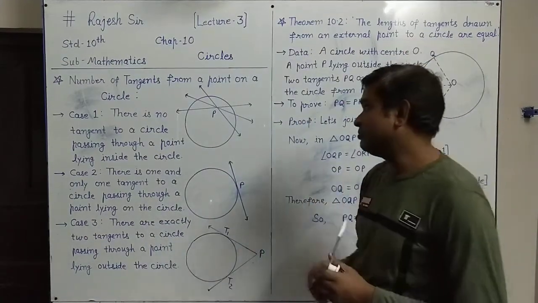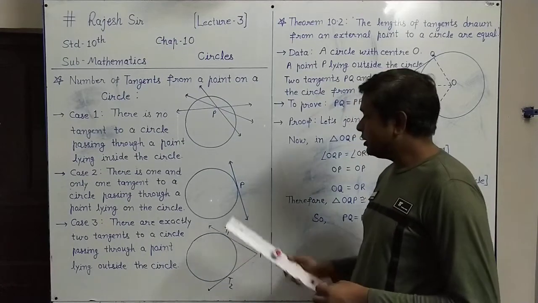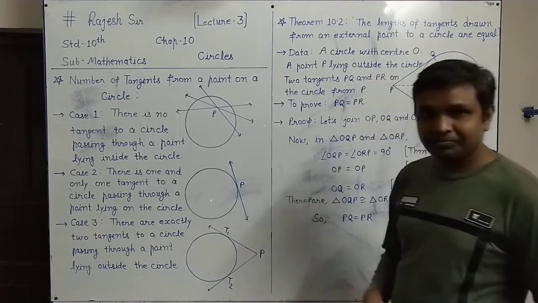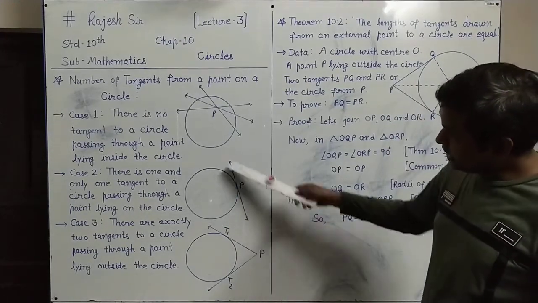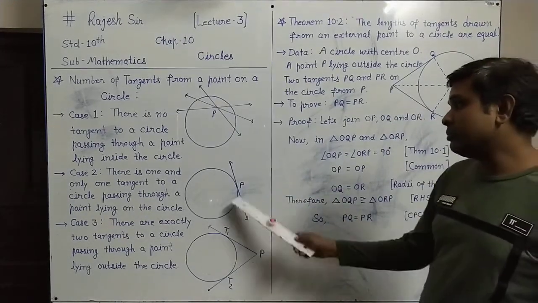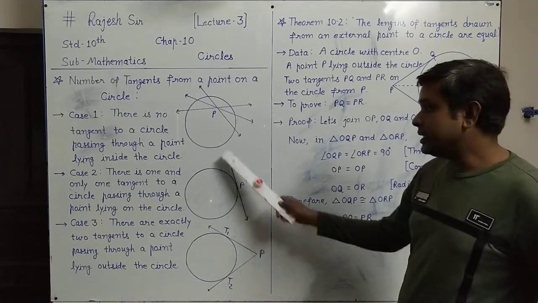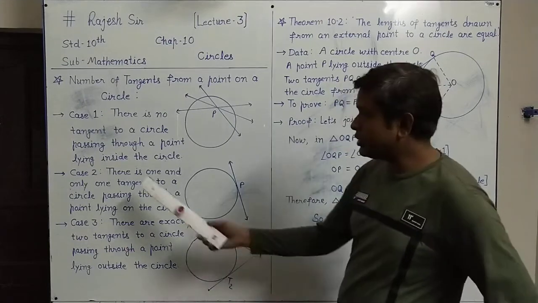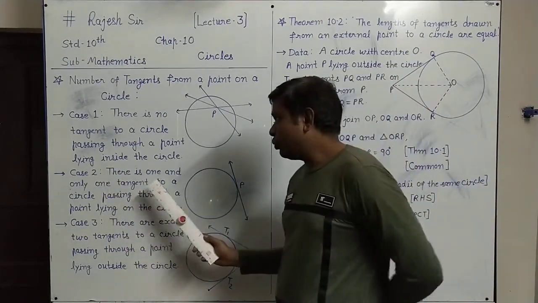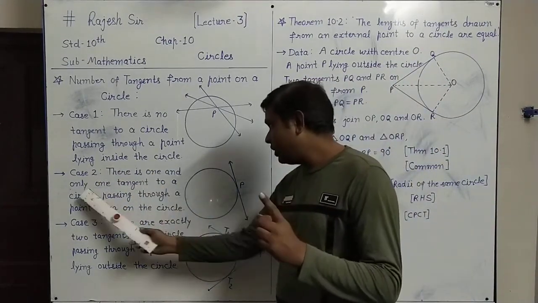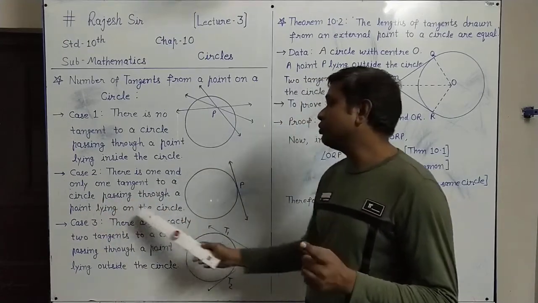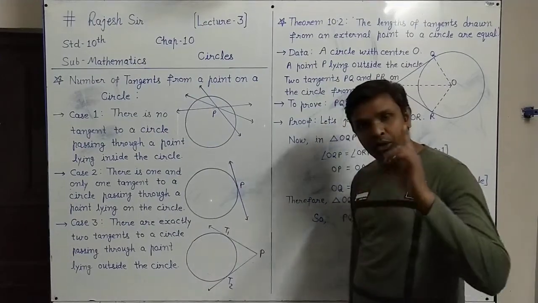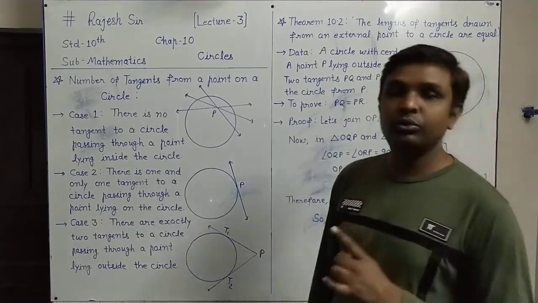Now case 2 is if the point is on the circle. Here the point P is on the circle. So you can see a line we can draw which is passing through this point, and it is tangent to the circle. So the case 2 conclusion is there is one and only one tangent to a circle passing through a point lying on the circle. If a point is lying on the circle, only one tangent you can draw through that point of the circle.